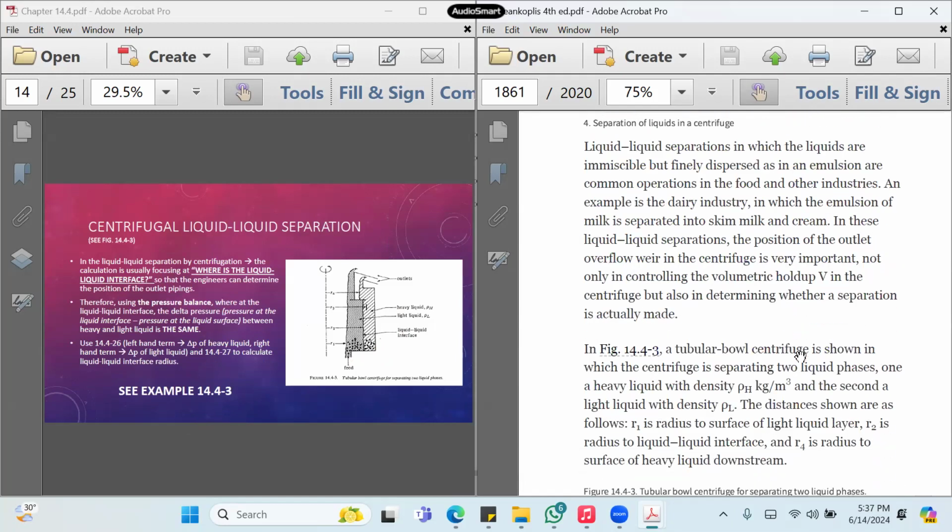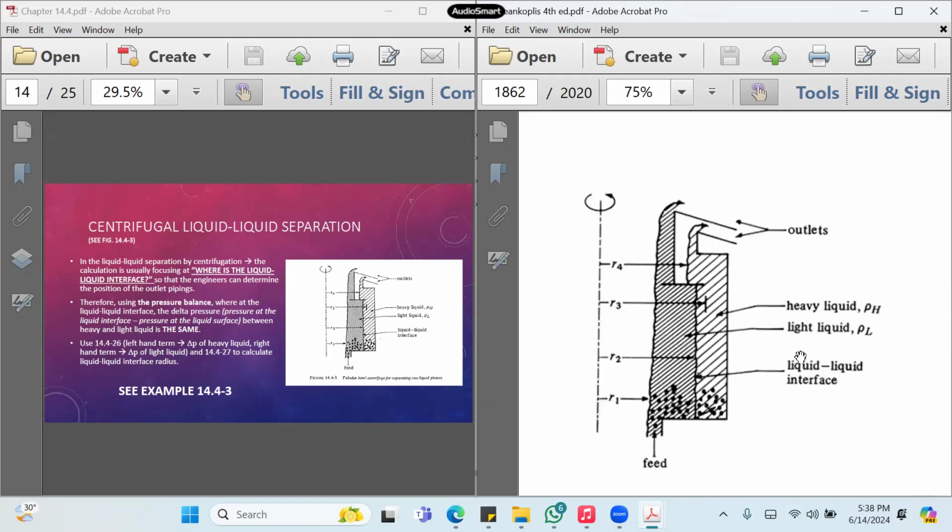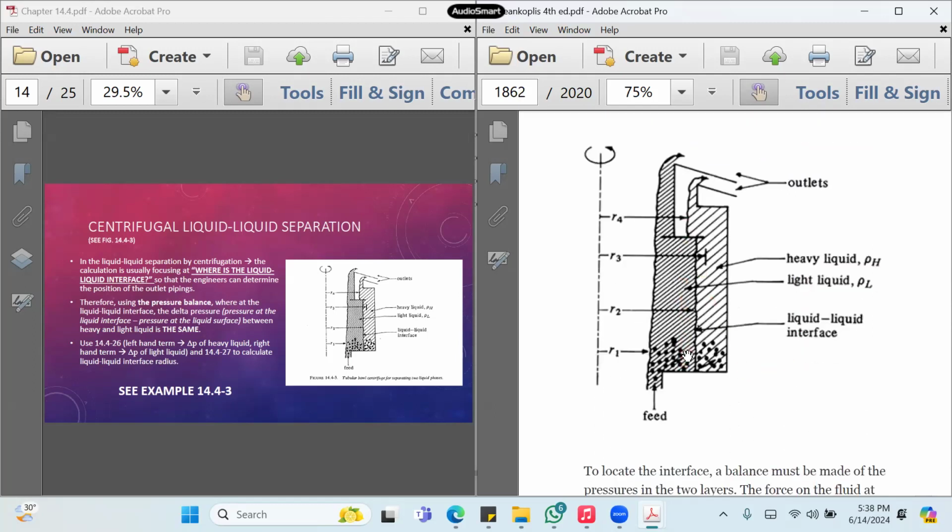Now we move to the next subsection. Previously, we talked about solid-liquid separation. Now we talk about liquid-liquid separation. We see figure 3. We have a heavy liquid and a lighter liquid. We want to separate them, not by settling or sedimentation, but by centrifugation. Usually the question raised by the engineer, when we want to separate liquid-liquid by centrifugation, is where is the liquid-liquid interface?